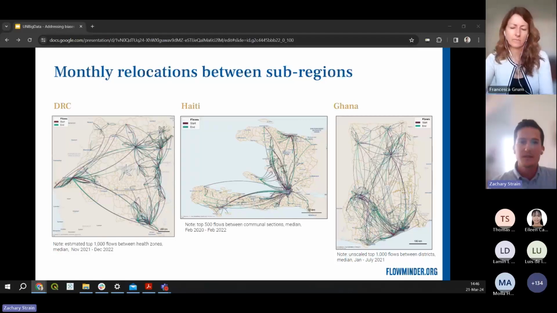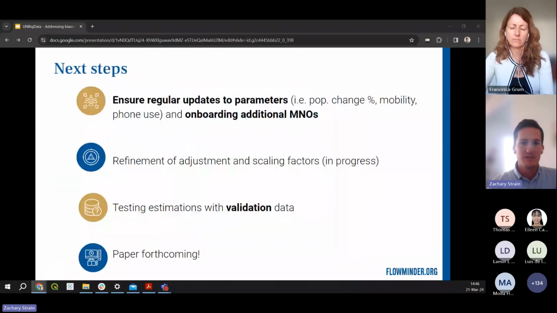You've already heard the use cases for a couple of these countries in DRC and Ghana. We're also doing a lot of work on this in Haiti, giving particular attention to internal displacement there. So that's another major component of our work right now. And I'll wrap up there, just cover next steps.